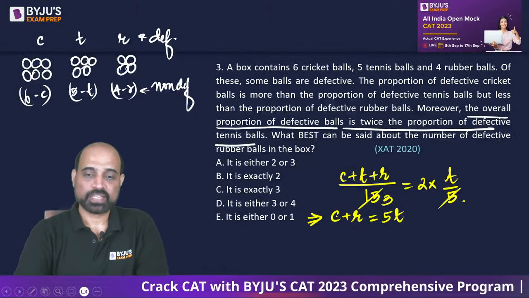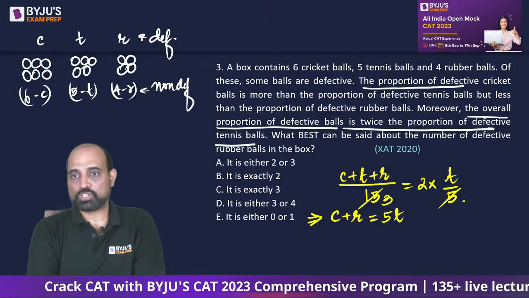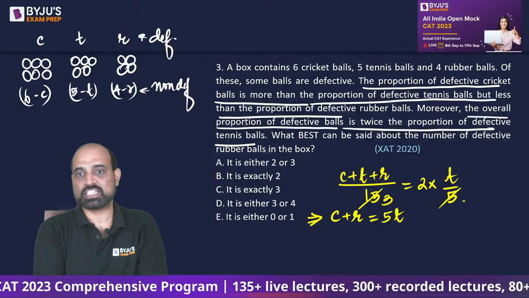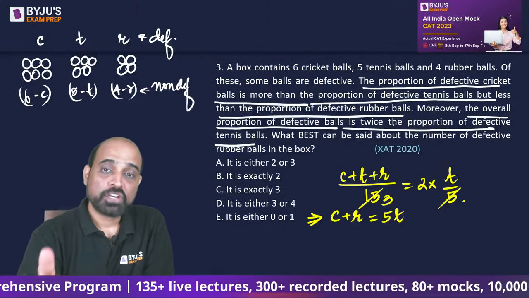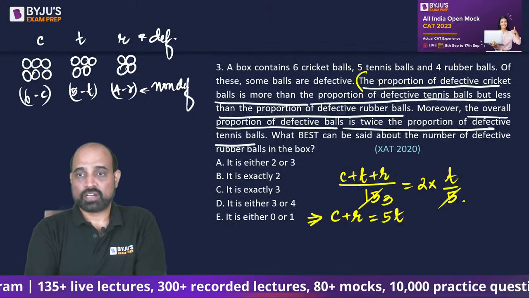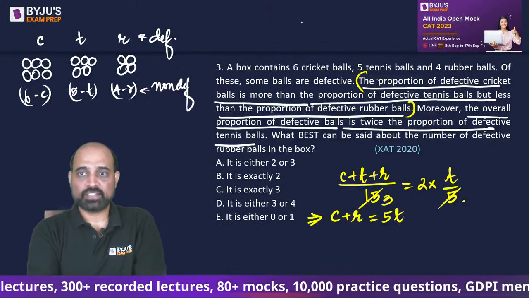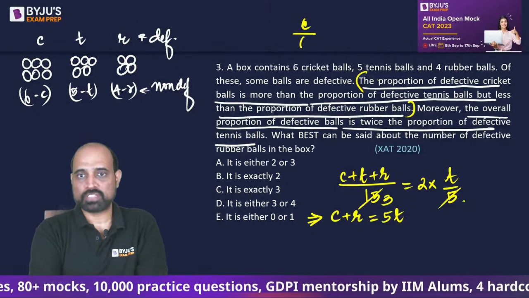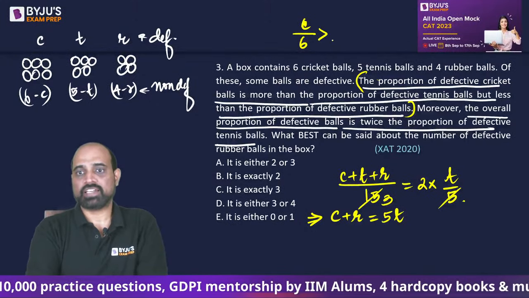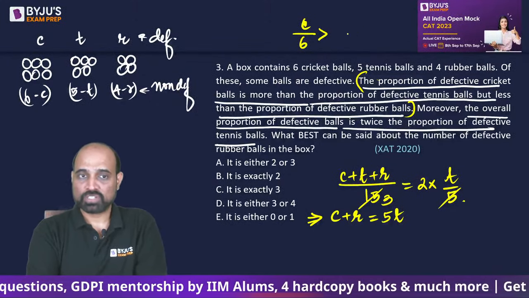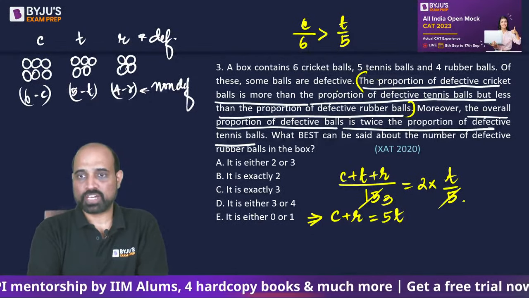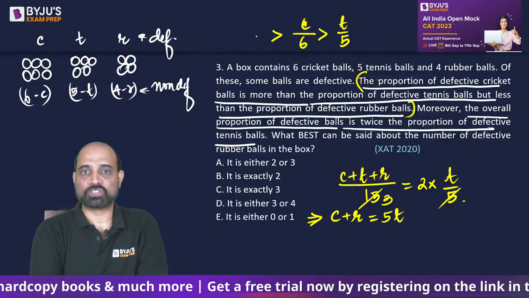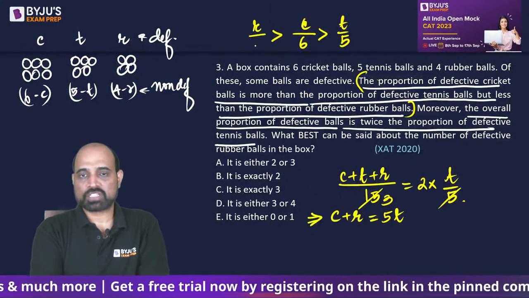Then it is also given that the proportion of defective cricket balls is more than the proportion of defective tennis balls, but less than the proportion of defective rubber balls. Now, for this, it is given that proportion of defective cricket balls, so that is C upon 6 is more than the proportion of defective tennis balls. So tennis balls is T upon 5, but less than the proportion of defective rubber balls. So rubber balls is R by 4.